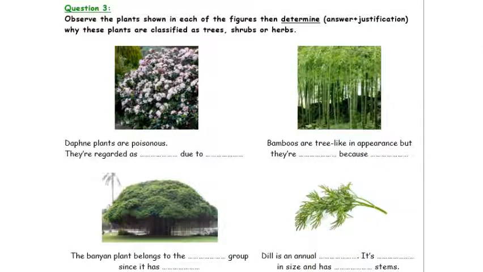In question number 3, we have to observe the plants shown in the figures and then give the answer and justify it, to explain the answer. Are these plants classified as trees, shrubs, or herbs? First one, Daphne plants are poisonous. Take a look at the Daphne plants. Are they small in size, medium in size, or large in size? They have a medium size, right? So they are regarded as shrubs.